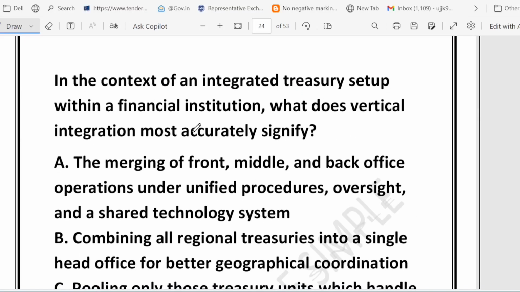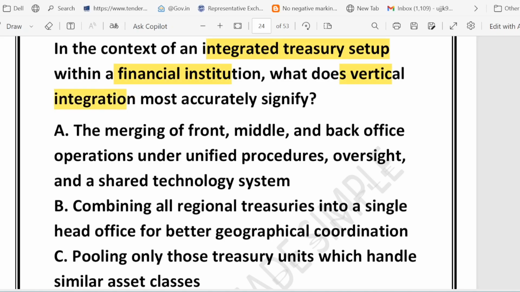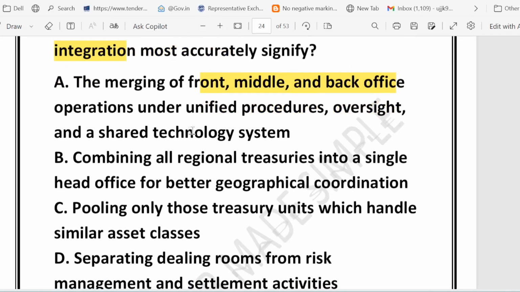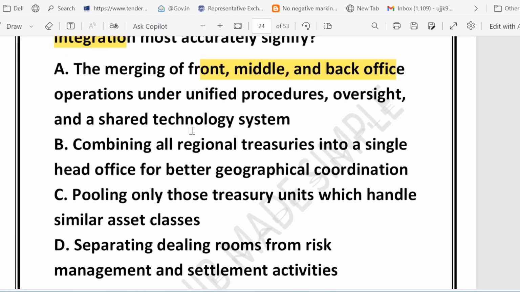In the context of an integrated treasury setup within a financial institution, what does vertical integration most accurately signify? Option A: the merger of front, middle and back office operations under unified procedure, oversight and shared technology system. B: combining all the regional treasuries into a single head office for better geographical coordination. C: pooling only those treasury units which handle similar asset classes. D: separating the dealing room from risk management and settlement activity.